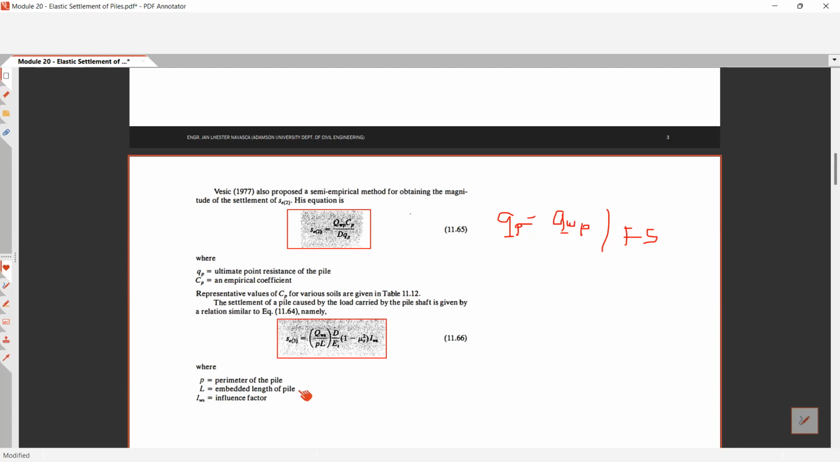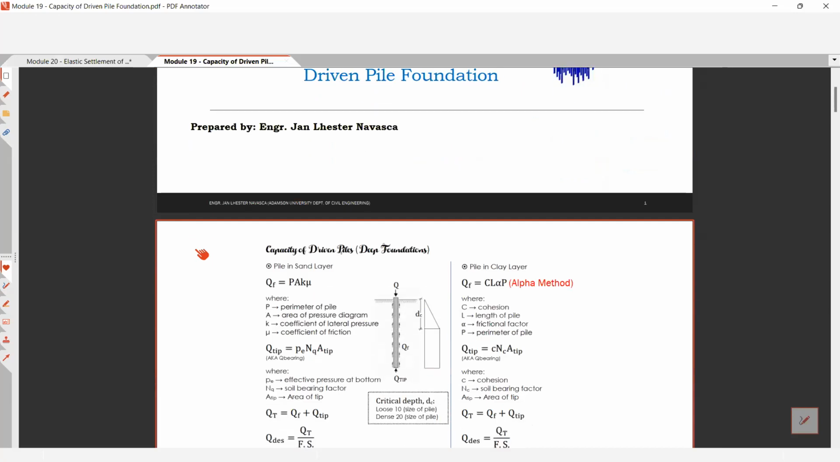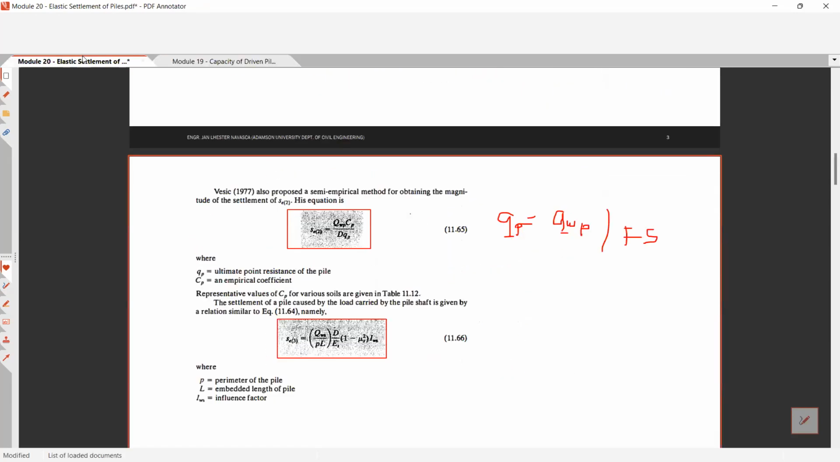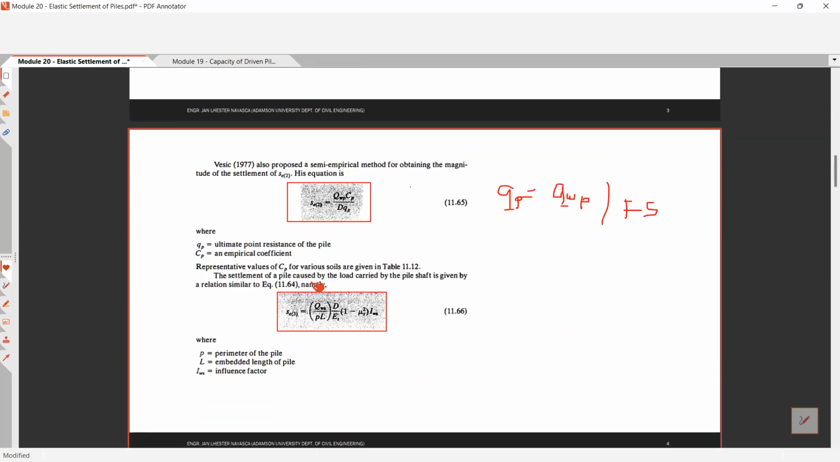So open ko lang yung discussion natin last meeting. Okay. So ang notation nito this time is yung Q sub F. Okay, yung QWS is yung Q sub F divided by your P times L multiplied by D over E. Okay? Yung D natin is diameter pa rin ng piles or the width of the pile. E sub S is yung modulus of elasticity of the soil. Okay? 1 minus mu squared S. Okay? And IWS. IWS is the influence factor.